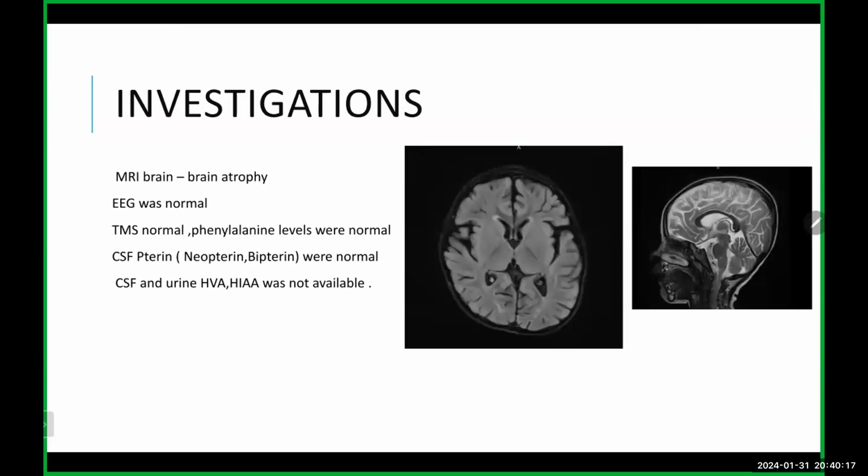MRI brain showed brain atrophy, peri-Sylvian atrophy. EEG was normal. TMS was normal. Phenylalanine levels were normal. Since the child had oculogyric crisis and dystonia, CSF pterins, neopterins, biopterins were done, which were normal. CSF and urine HVA and HIAA, homovanillic acid and HIAA, were not available.